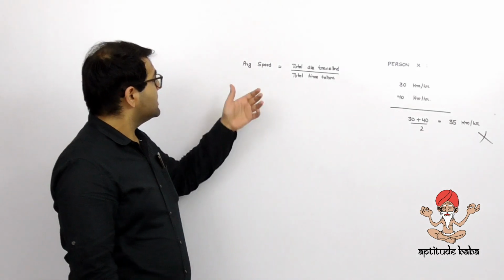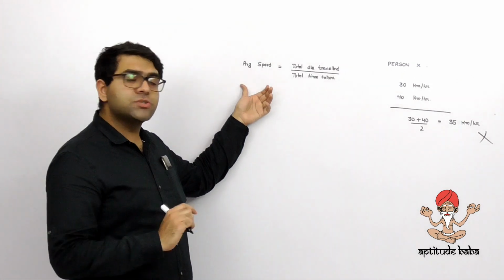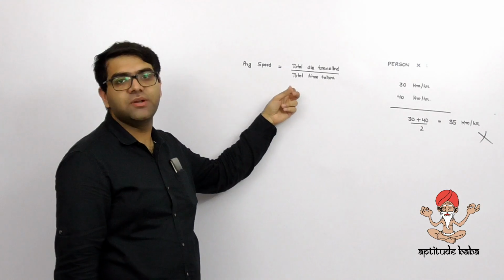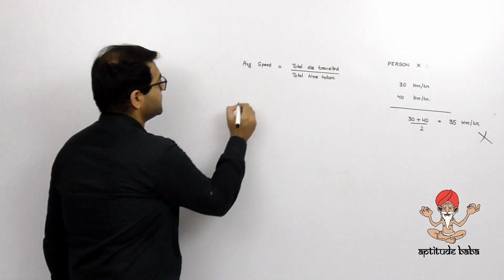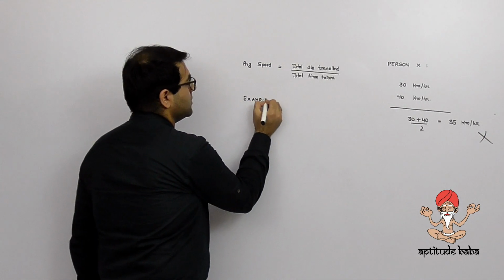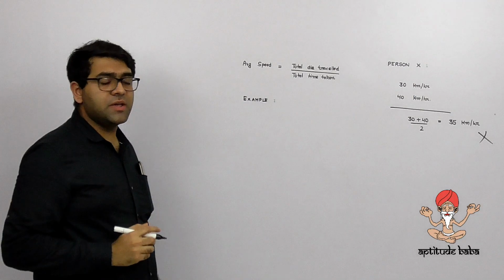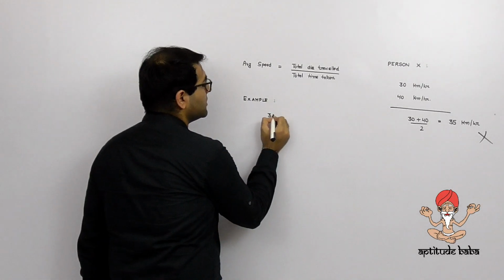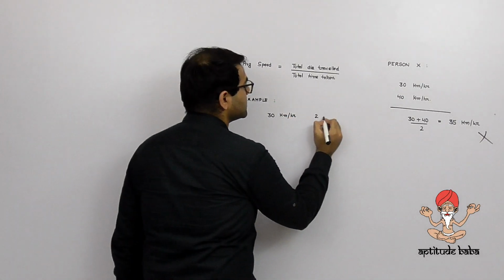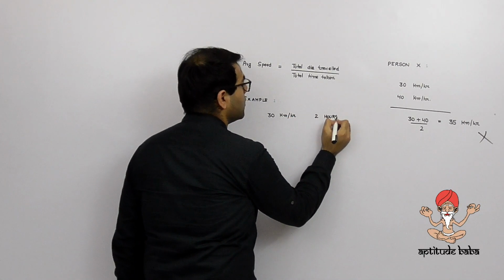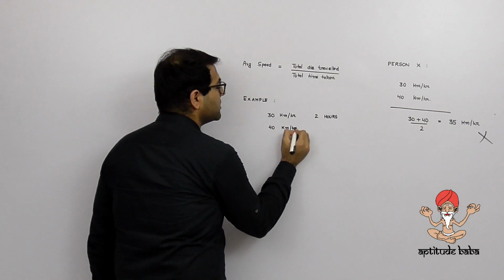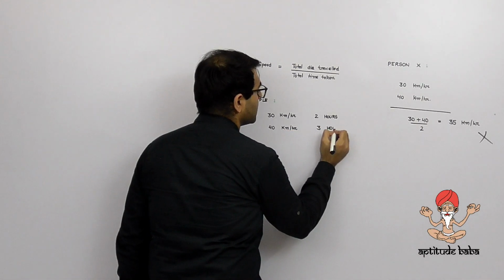As far as average speed is concerned, you need to have both the total distance traveled as well as the total time taken. Consider another example. Let us say that there's some person Y who was traveling at 30 kilometers per hour and he traveled at this speed for 2 hours. After this, he traveled at a speed of 40 kilometers per hour for 3 hours.